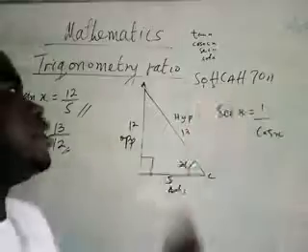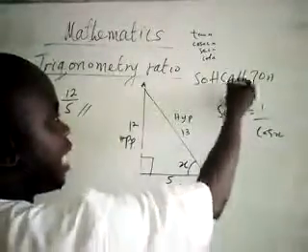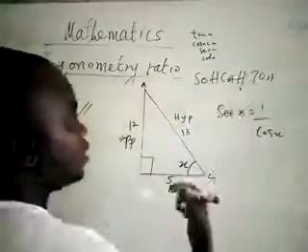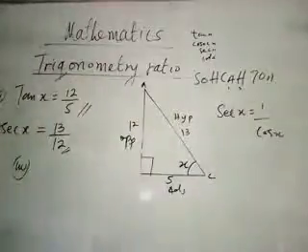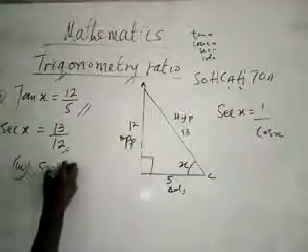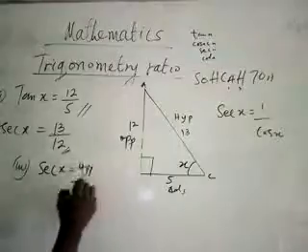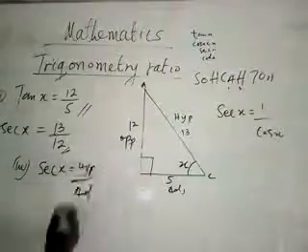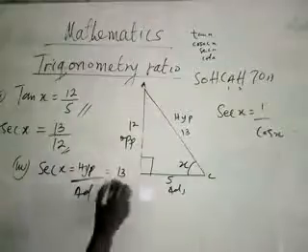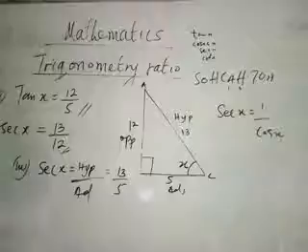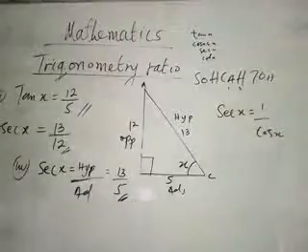So if our cos x is adjacent over hypotenuse, then our sec x is going to be hypotenuse over adjacent. Here, sec x is hypotenuse over adjacent. Our hypotenuse is going to be 13, our adjacent is going to be 5. Do you understand? That means the answer is 13 over 5. This is how the math is done.